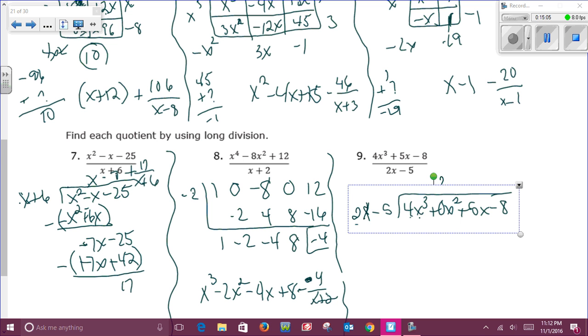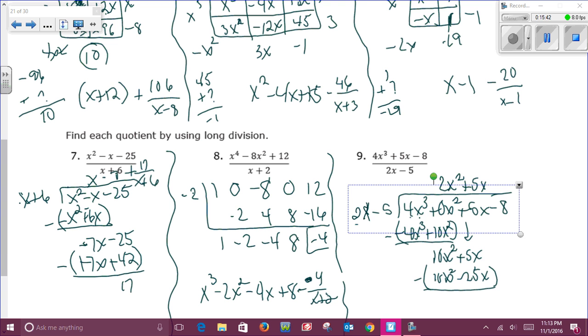Well, that would be a 2x squared. Multiply, I will get 4x cubed minus 10x squared. And then I'm going to go and subtract, change everything to its opposite, combine my terms, so I have 10x squared, bring down my 5x. What do I multiply 2x by to get 10x squared? And that is 5x. 5x times 2x is 10x squared. 5x times negative 5 is negative 25x.